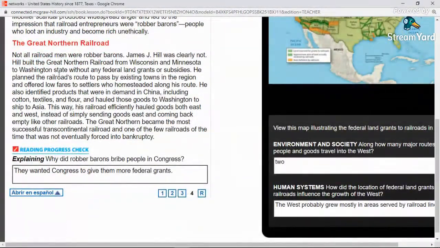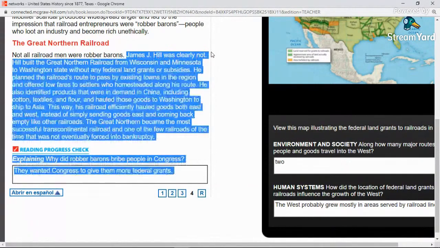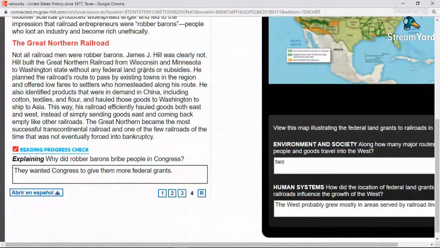And then we had the Great Northern Railroad. Not all railroad men were robber barons. James J. Hill was not. He built the Great Northern Railroad from Wisconsin and Minnesota to Washington State without any federal land grants and subsidies. He planned the railroad's route to pass by existing towns in the region and offered low fares to settlers who homesteaded along the route. He also identified products that were in demand in China, including cotton, textile, and flour, and hauled those goods to Washington to ship to Asia.